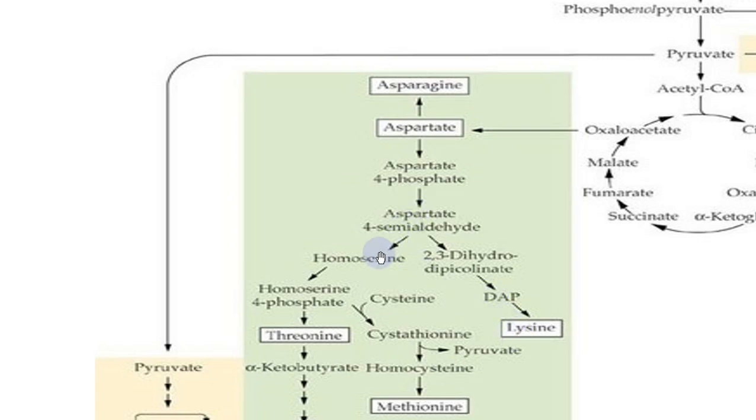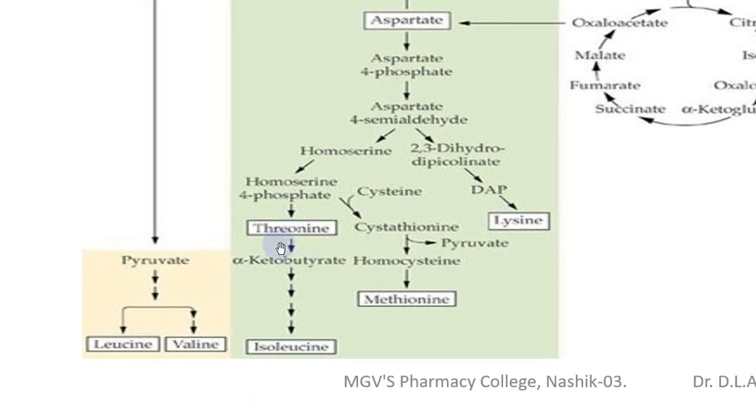Or this may get converted to homoserine, which gets phosphorylated, and that may give you threonine, which further gives the formation of isoleucine. Or this may combine with cysteine, a sulfur-containing amino acid, leading to the formation of homocysteine and methionine. So this is the aspartate family of amino acids.